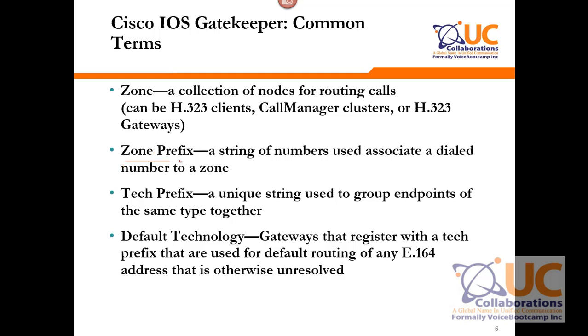Zone prefix is like static routing. For example, in the routing world, if you type an IP route statement, zone prefix is similar to that. Tech prefix is a way to decide which gateway to use based on certain numbers. So what we do is use a unique digit to associate with each gateway. When the Gatekeeper receives a call with that digit, it will select the appropriate gateway. Default tech prefix is like a gateway of last resort. In the routing and switching world, you have gateway default network, while default tech prefix does exactly the same thing.